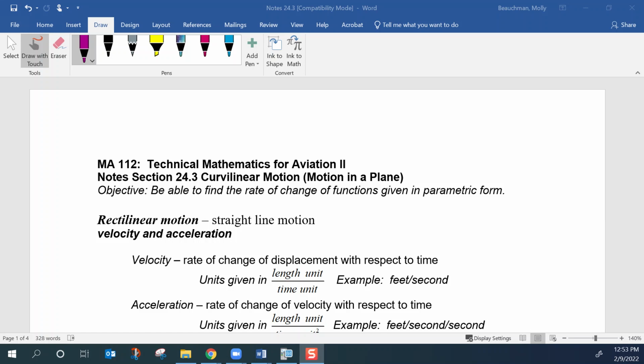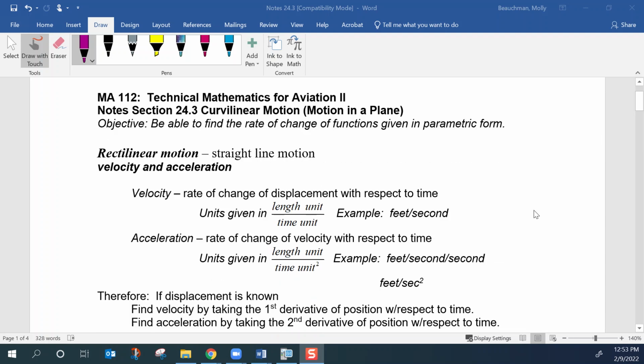In this video, we'll take a look at section 24.3, which is curvilinear motion, or motion in a plane in a two-dimensional area. The objective is to be able to find the rate of change of functions given in parametric form. So a quick review before we take a look at curvilinear.